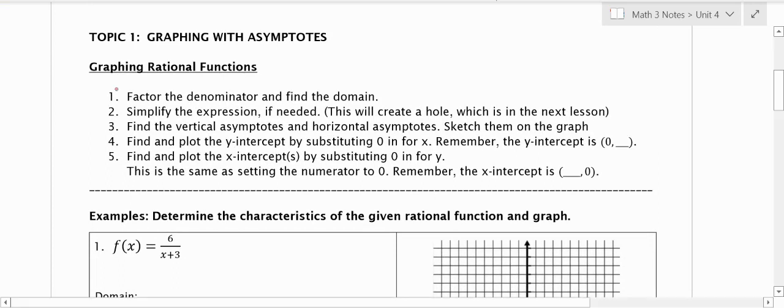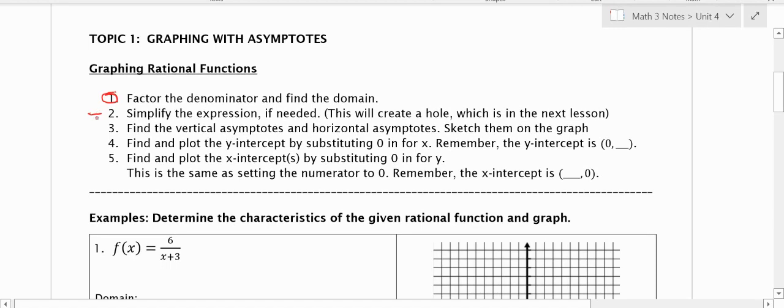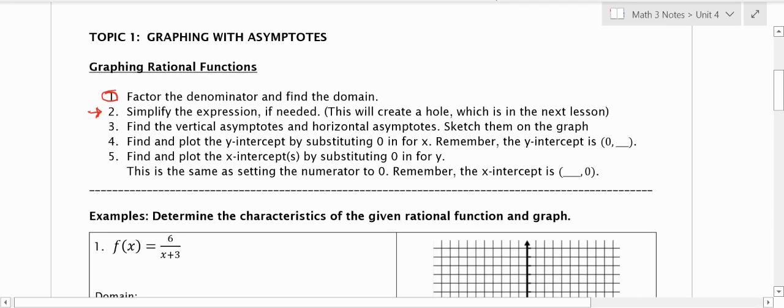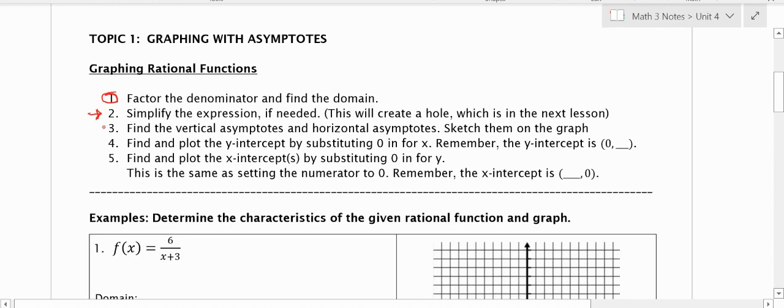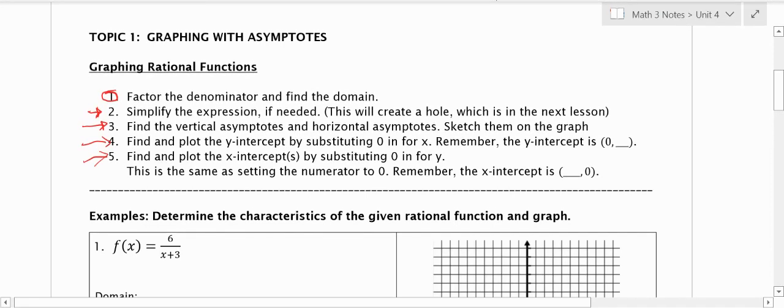That includes making sure we're able to identify our domain. With that, we want to make sure that we have our expressions factored and simplified if needed. Later we're going to talk about how to identify if we've created a hole. We're then going to look at finding our asymptotes and our intercepts, and then using that to go ahead and graph.